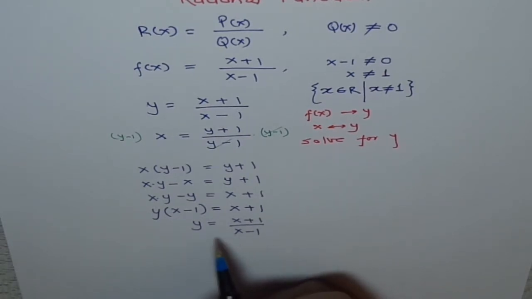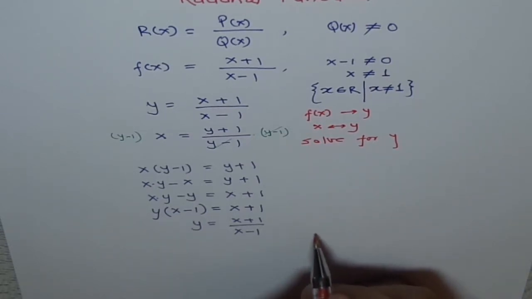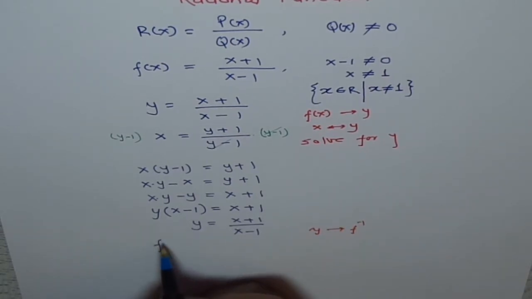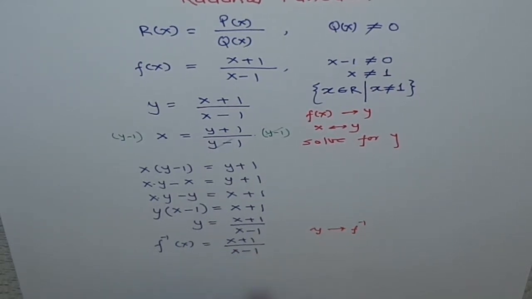So now the last step is we got the inverse, correct? Write it in function notation. Replace y with f inverse. So f inverse of x is equal to x plus 1 over x minus 1.